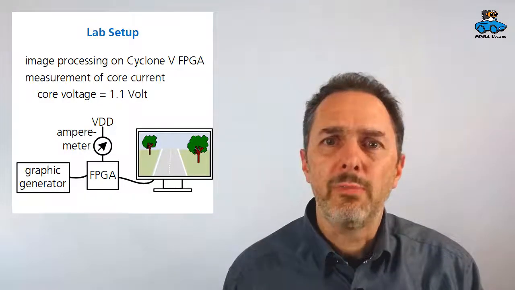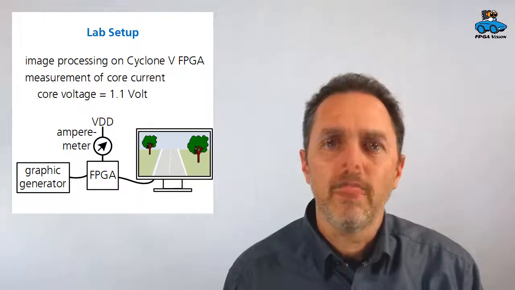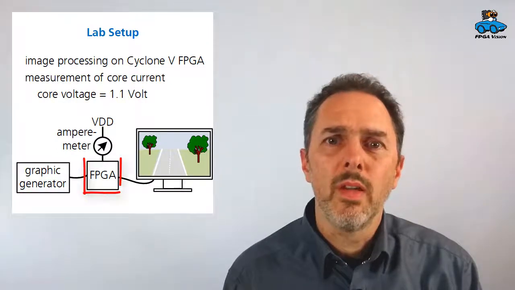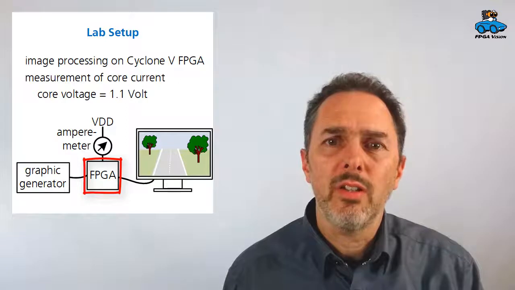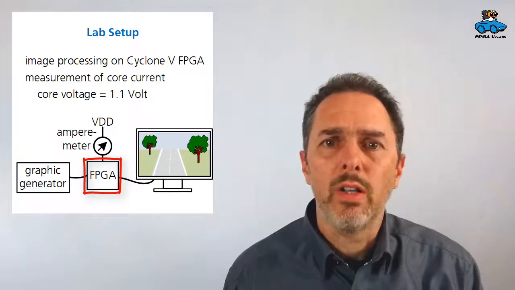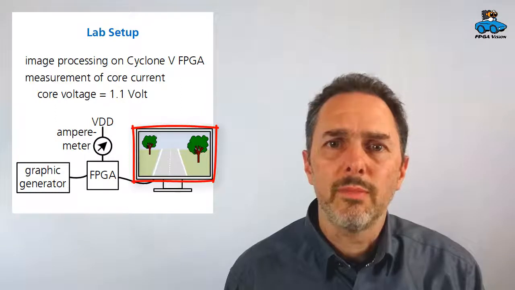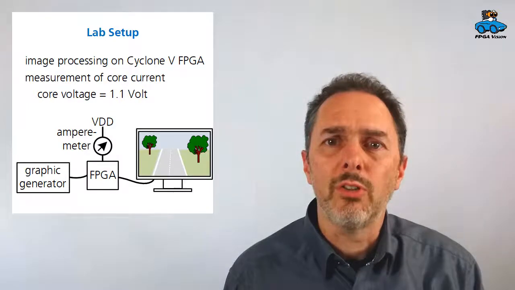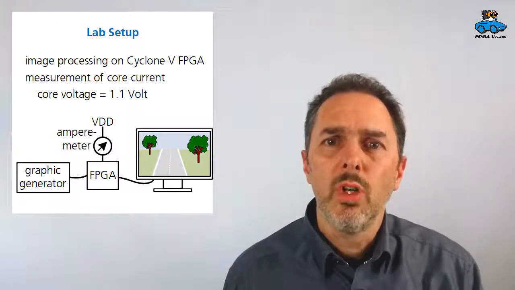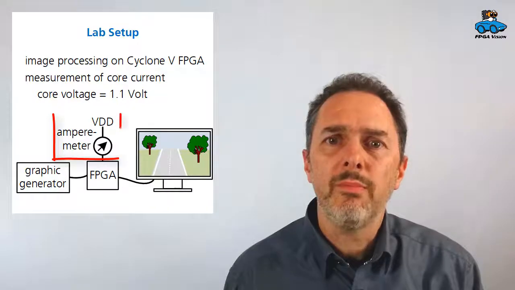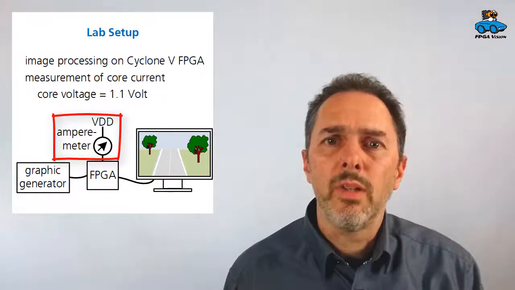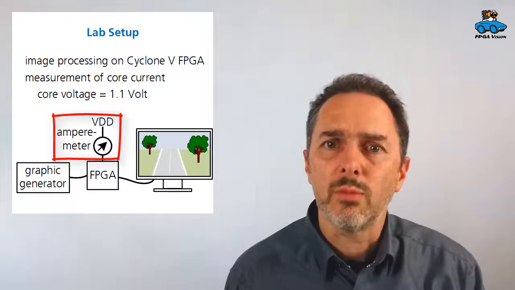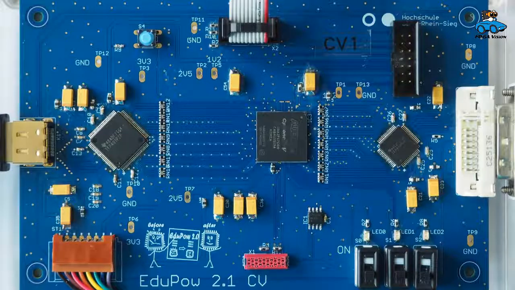Here we have the setup of the experiment we want to have in our lab. We have a graphic generator that generates an image and provides it to the FPGA. The FPGA then does image processing and gives the output, in our case, to a monitor or to a frame grabber. To understand what's happening inside the FPGA, we will also have a look at the power consumption, which means that the supply voltage, VDD, is measured with an ampere meter, and as the voltage is fixed, we can calculate the power consumption. Here you see the board that is used for our experiment.